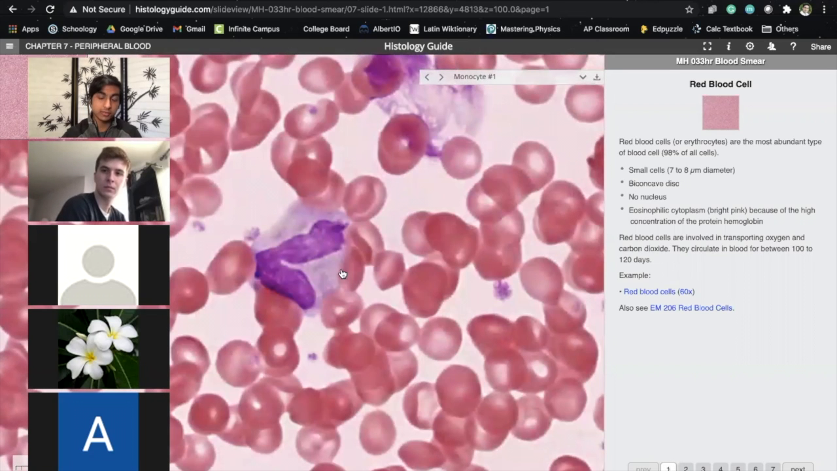The last one is a monocyte. Again, a very large cell. One of the reasons for that is that it needs to be the one that will become what we call a macrophage. That's just another name for it when it enters a tissue and ends up consuming microbes that would cause an infection.